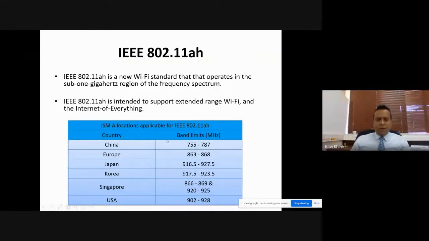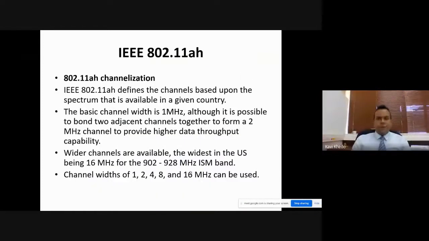frequency range. In China, it is in the range of 700. In USA, it is 900. In Europe, it is in the range of 800. Otherwise, in the other countries, it is in the range of 900. So this technology, this standard, defines channels based on the spectrum in the given country. So each country chooses which frequency they are going to allocate for 802.11ah.